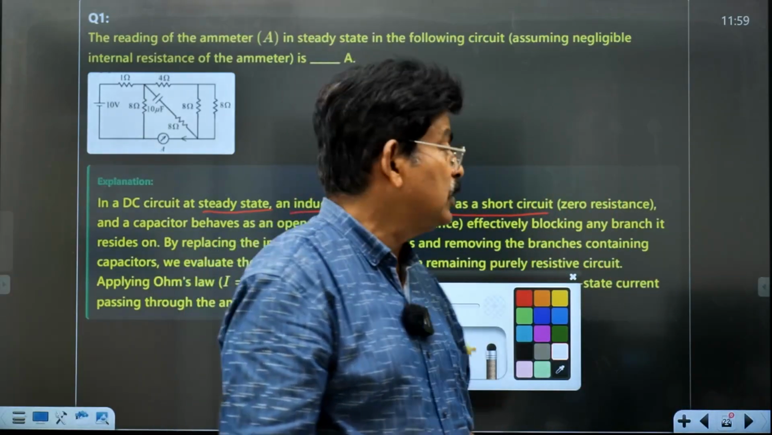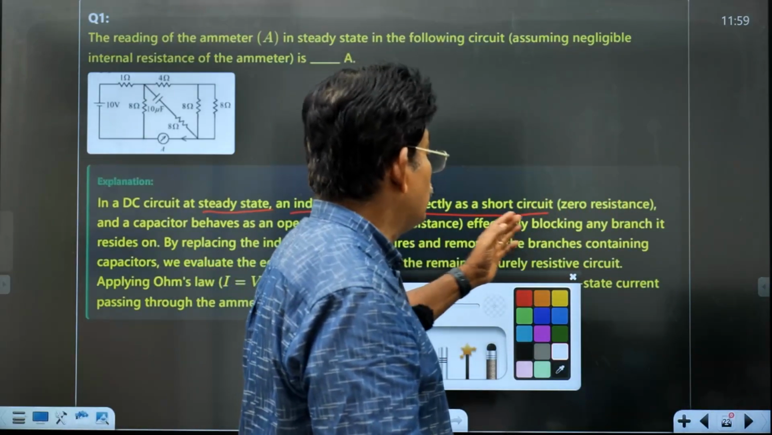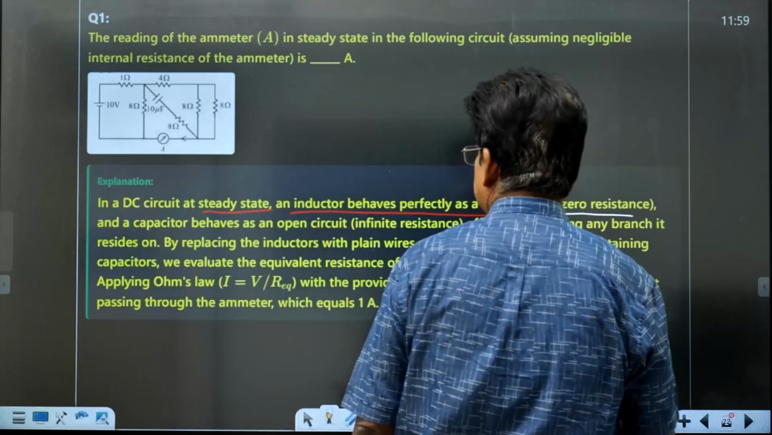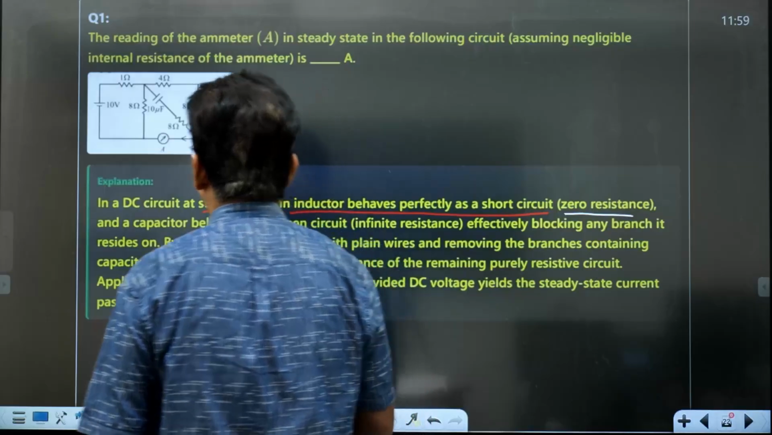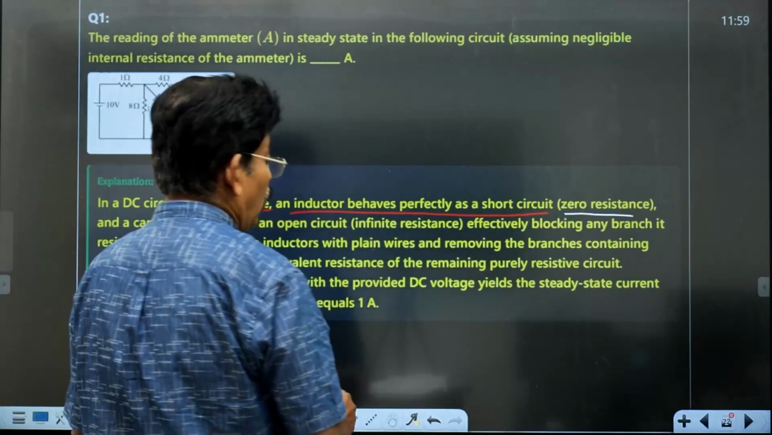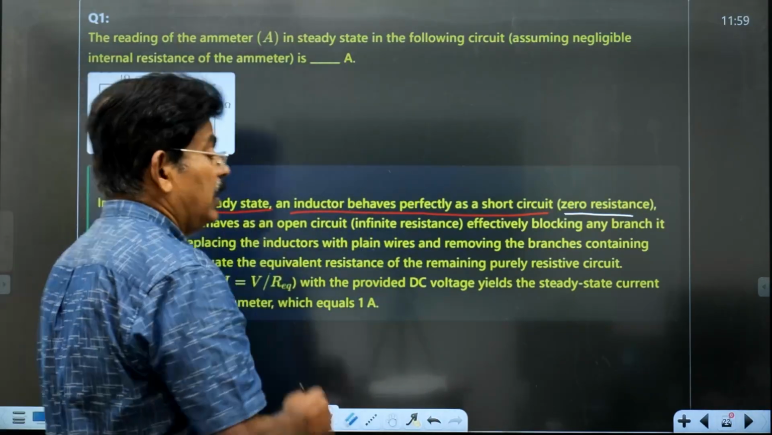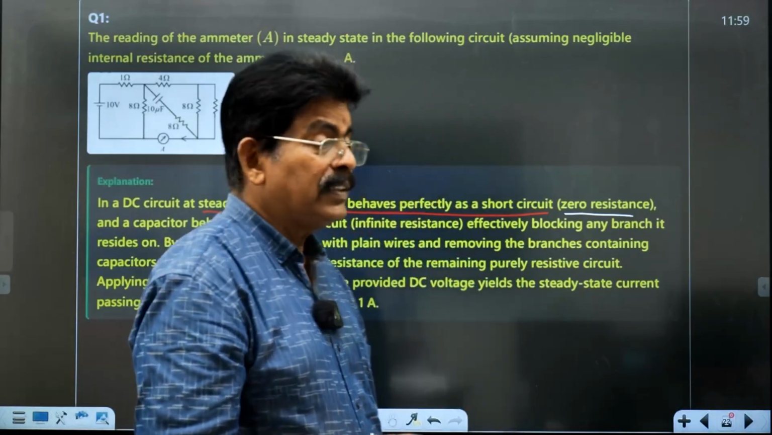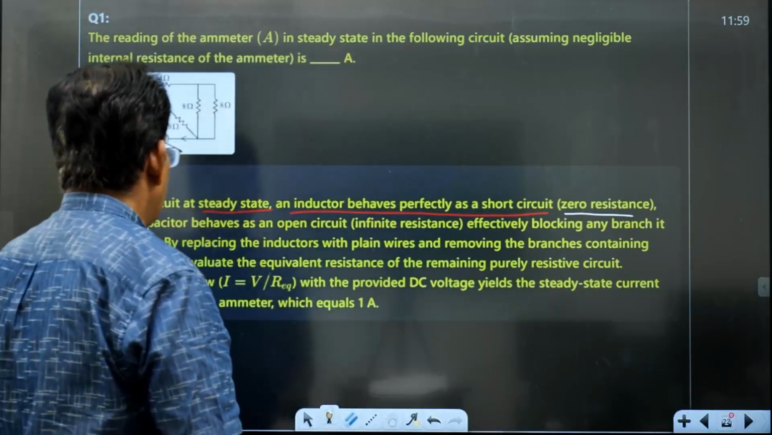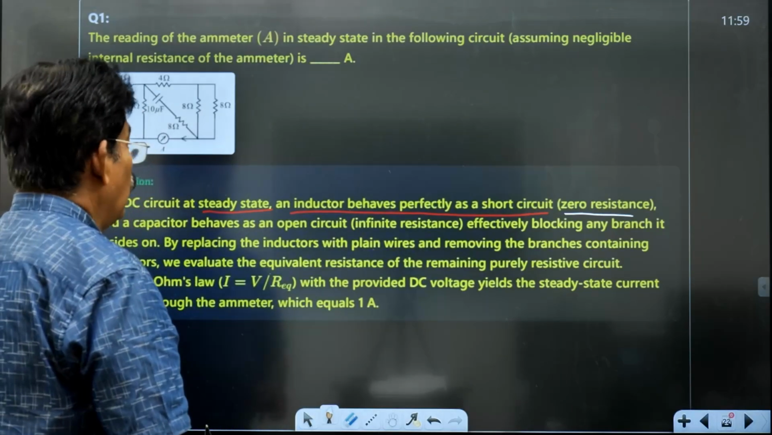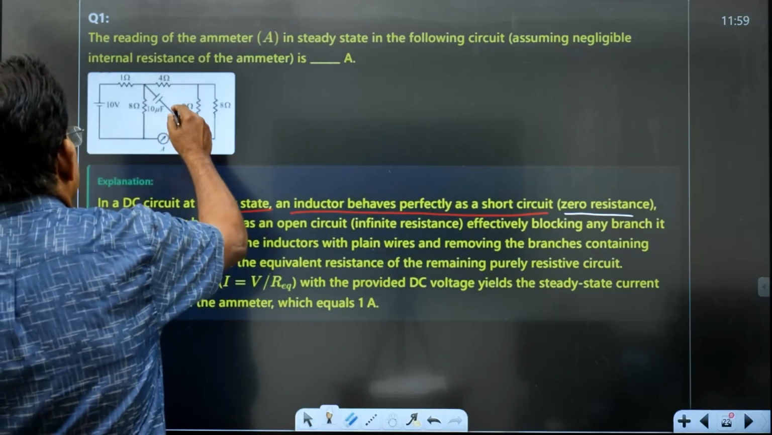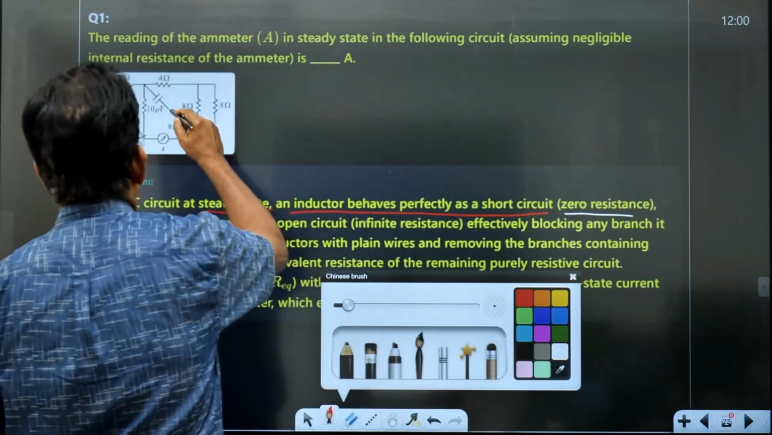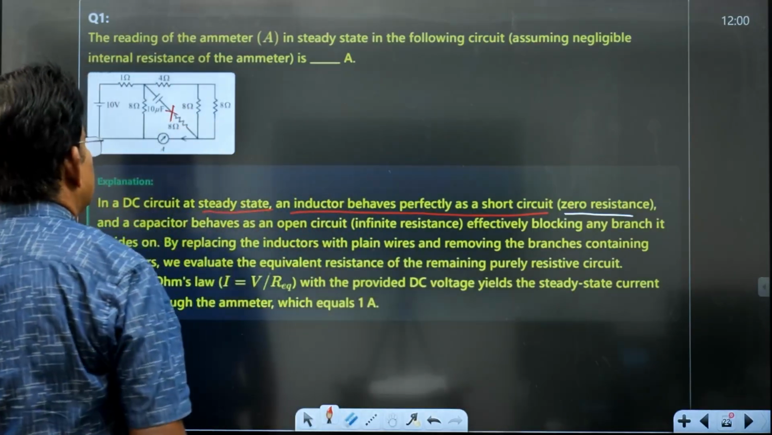It behaves as a short circuit, because there is zero resistance, correct. But as far as the capacitor is concerned, a capacitor offers infinite resistance. In other words, at steady state, a capacitor will not permit any current, and there will be no current passing through the branch in which a capacitor is coming.